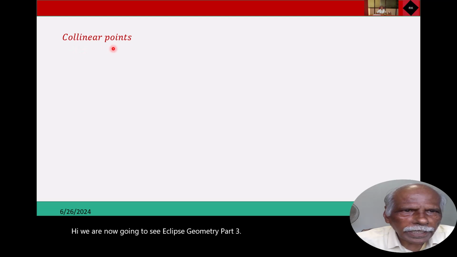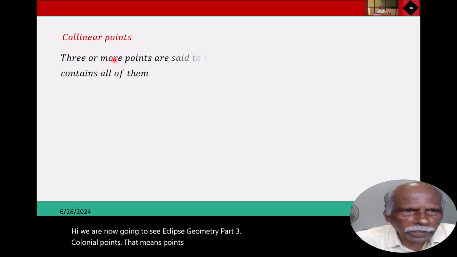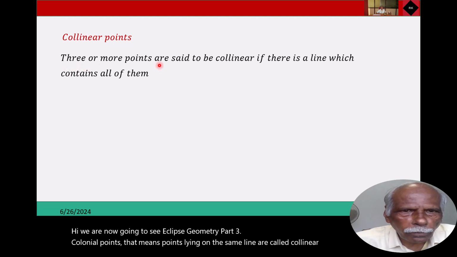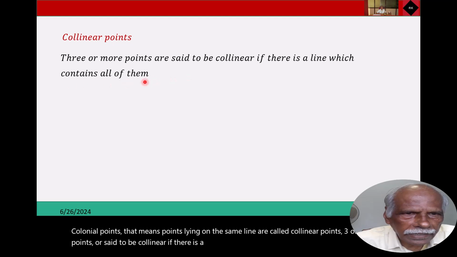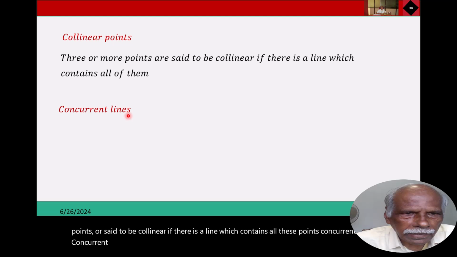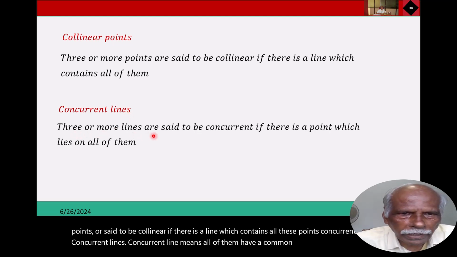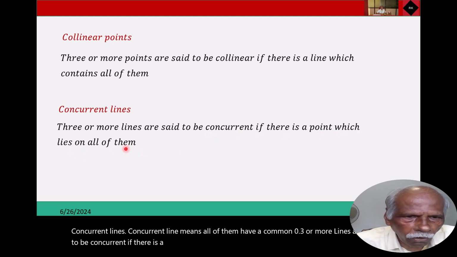Hi, we are now going to see Euclid's geometry part 3. Collinear points. That means points lying on the same line are called collinear points. Three or more points are said to be collinear if there is a line which contains all these points. Concurrent lines. Concurrent lines means all of them have a common point. Three or more lines are said to be concurrent if there is a point which lies on all of them.